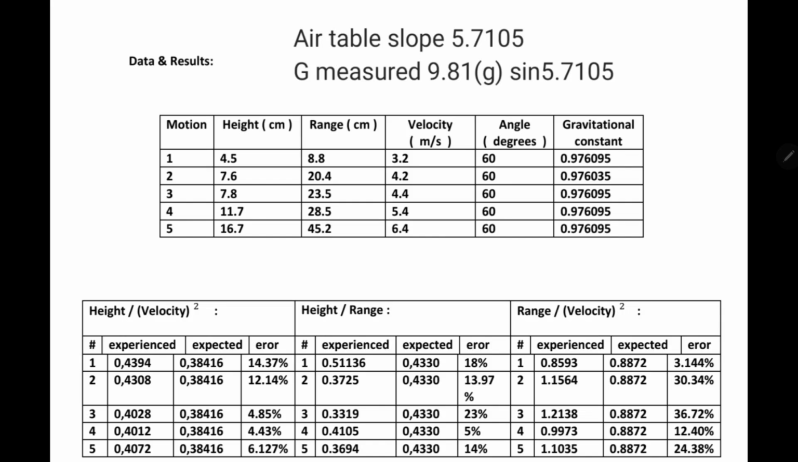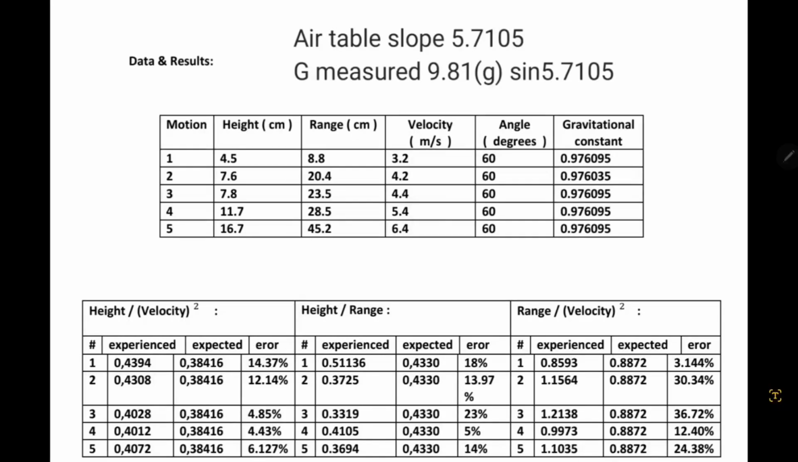Mathematically, our ratios must be: height over velocity squared is sine squared θ0 over 2g measured, which is 0.38416. Height over range is tan θ0 over 4, which is 0.4330, and range over velocity squared is sine 2θ0 over g measured, which is 0.8872.